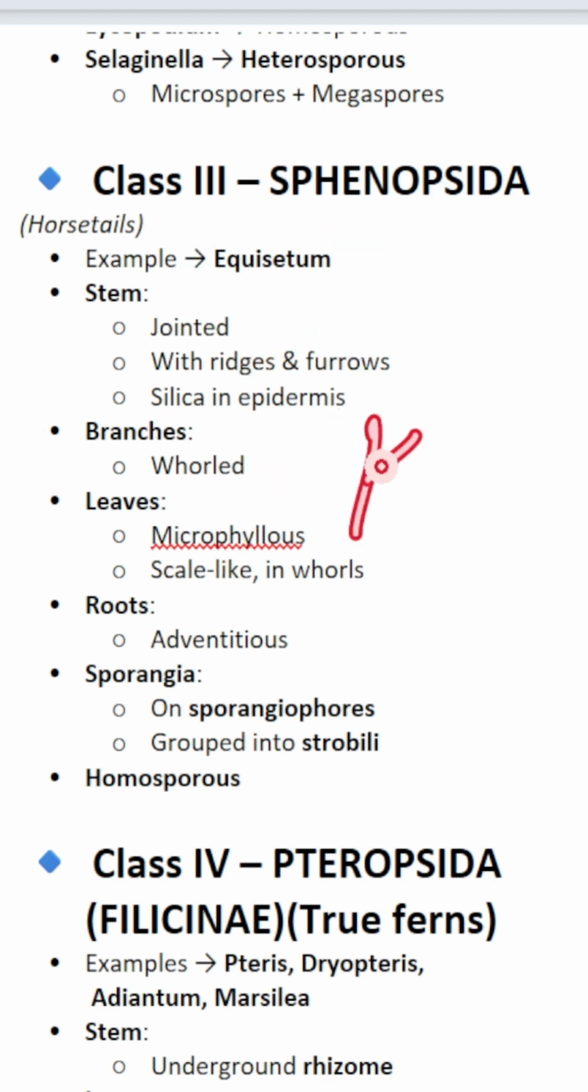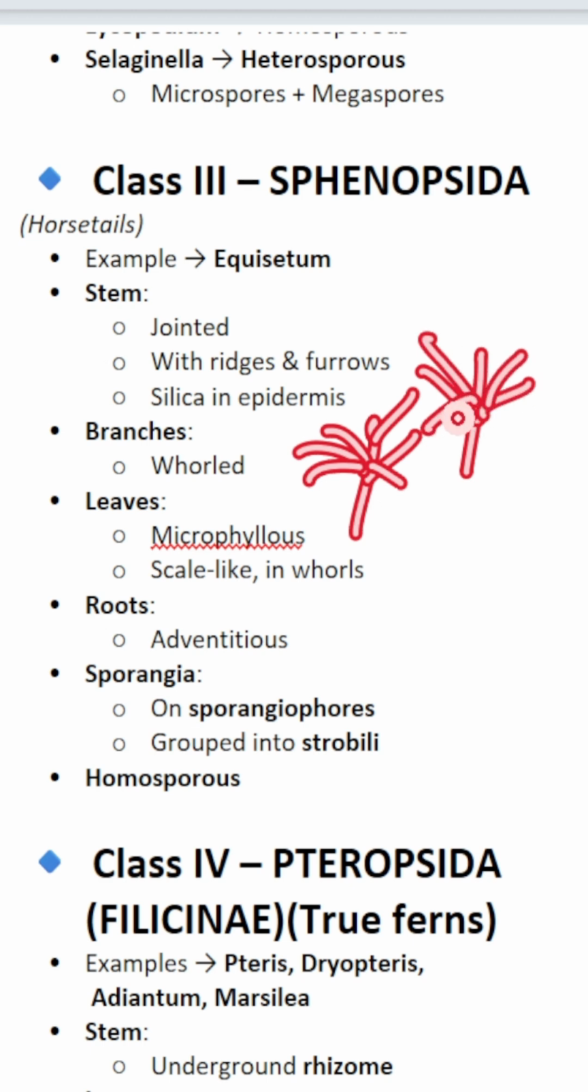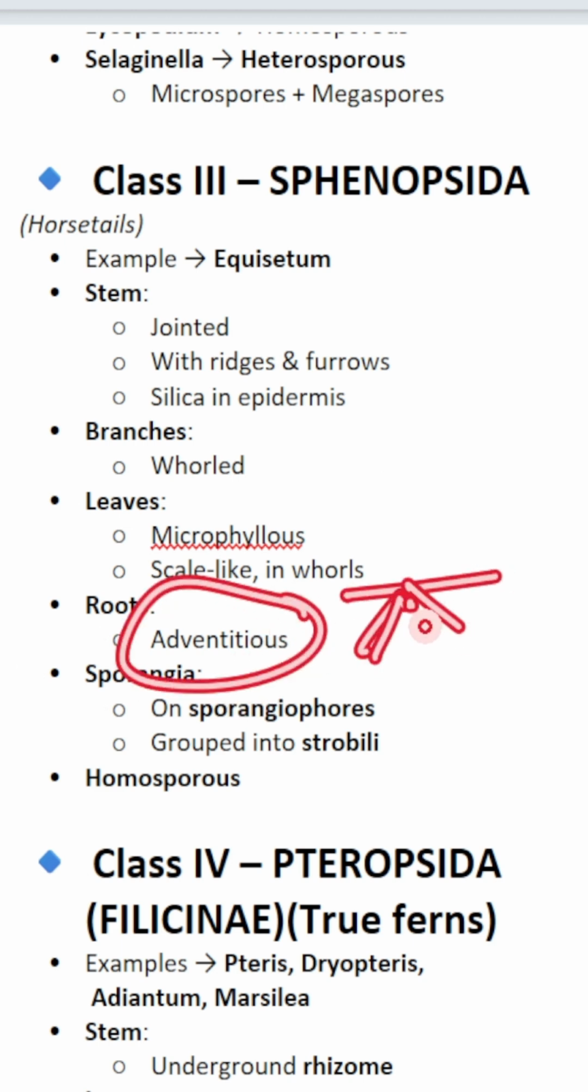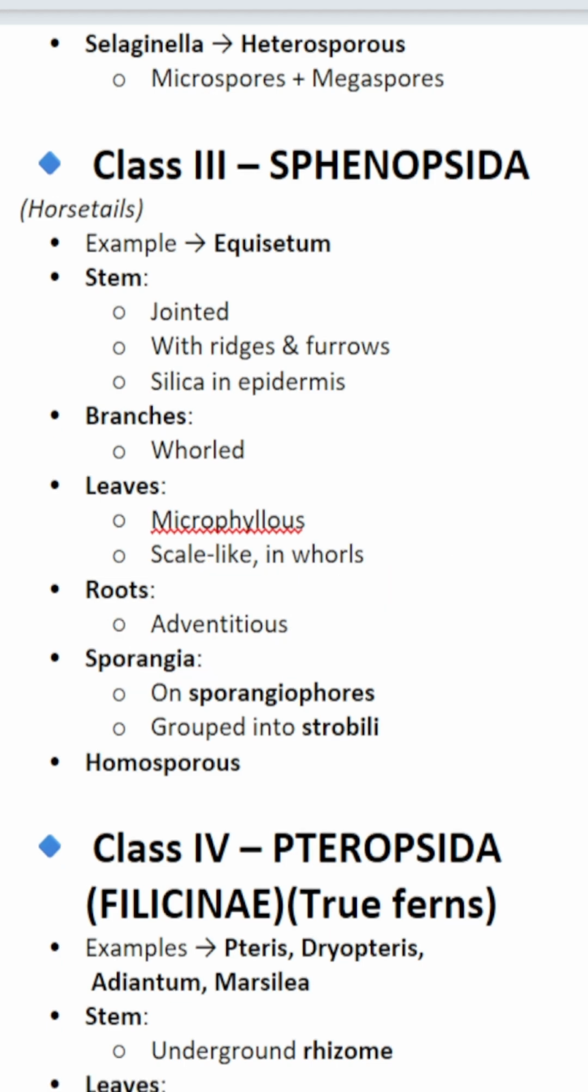And the stems are branched throughout, meaning cyclic branching. At a single point they branch in a 360-degree orientation. So this is a whorled branching. And leaves are microphyllous, and scale-like, and whorled. The scales are very small, microphyllous, and present in a whorl-like appearance, and the roots are adventitious roots.